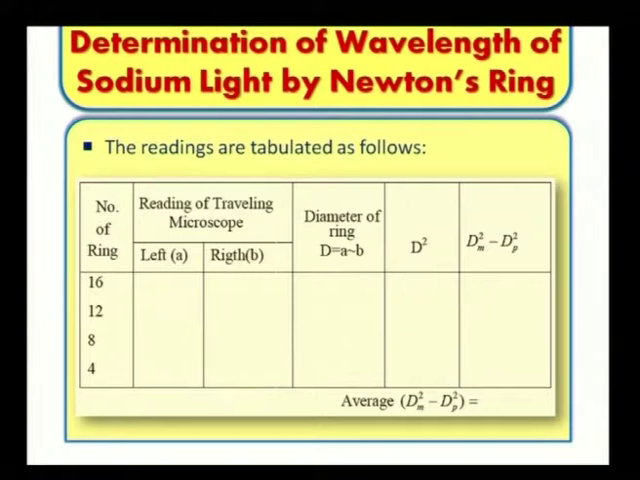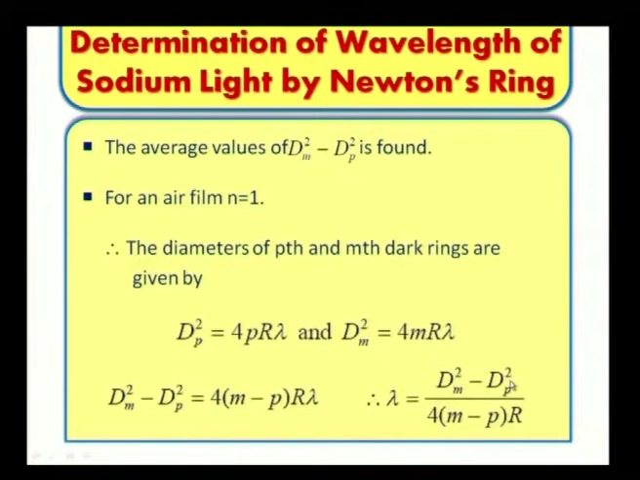So, you have your m and p. You can have m minus p equal to 4. So, you have your dm square minus dp square. You take the average value here, okay. The average value of dm square minus dp square is found for an air film. What is n? n is equal to 1. The refractive index of air is 1, okay.